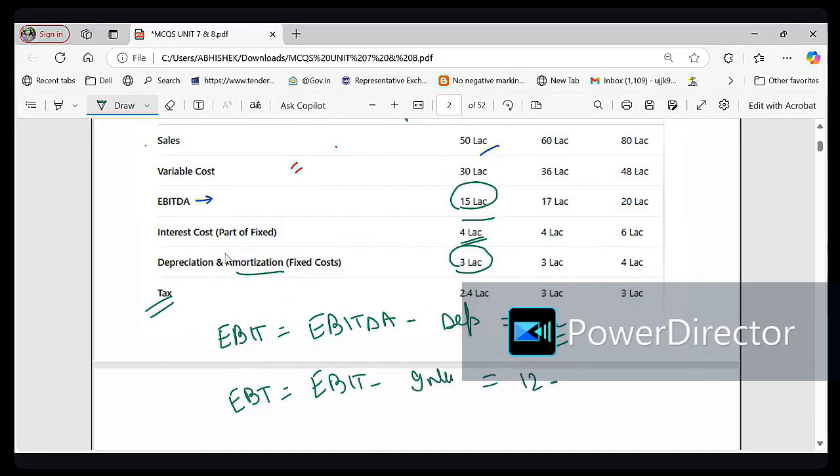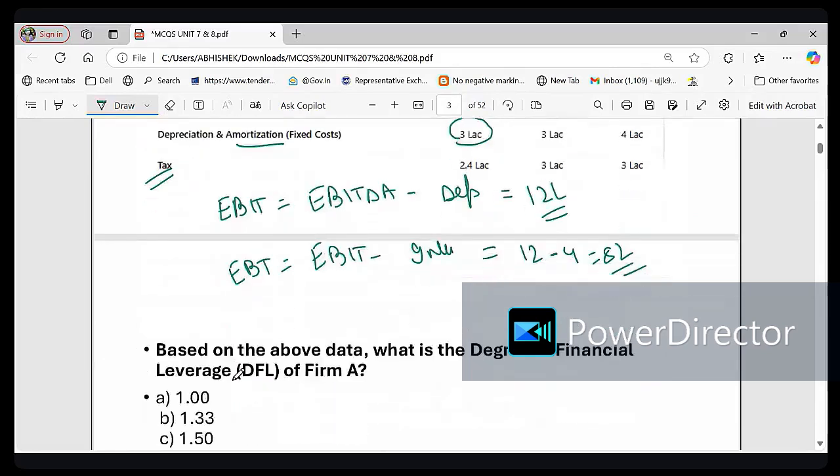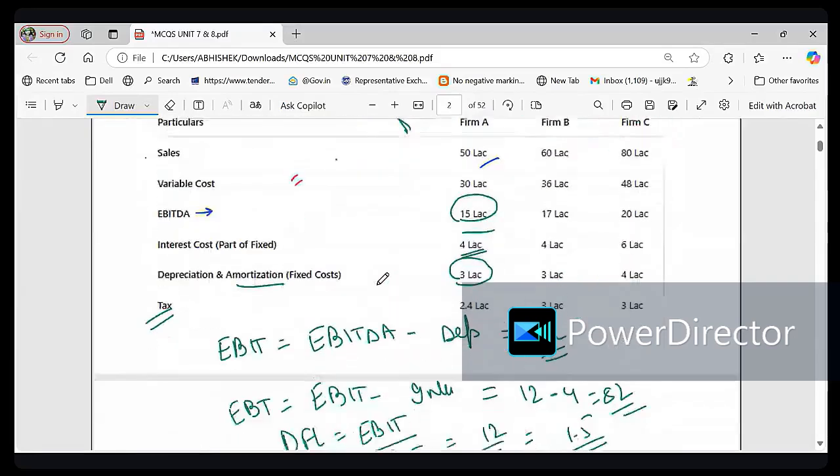And how much is the interest? Interest is 4 lakh. So 12 minus 4 is how much? 8 lakh, right? So now we got EBIT, now we got EBT. What is asked in the question? To calculate the DFL, that is the degree of financial leverage. What is the formula? EBIT upon EBT, right? So what is the answer? 12 upon 8. So what it will be? 1.5, right? So the correct answer to this question is option number C, 1.5, right?